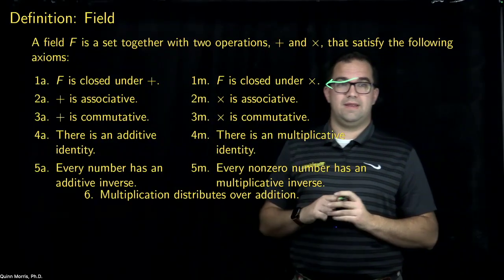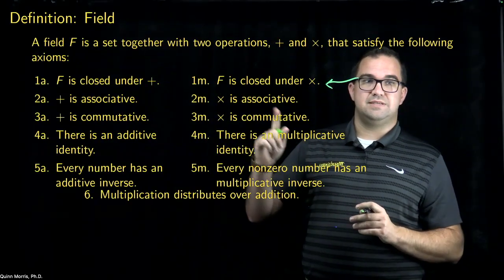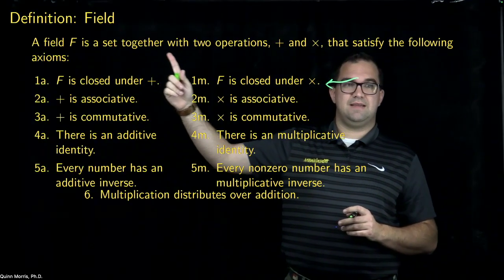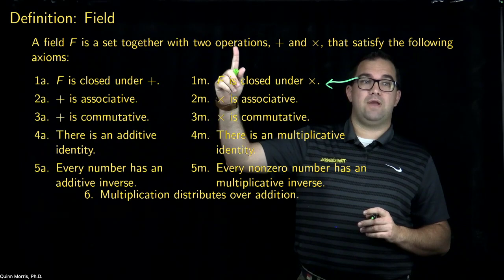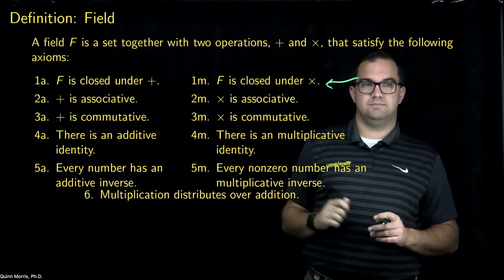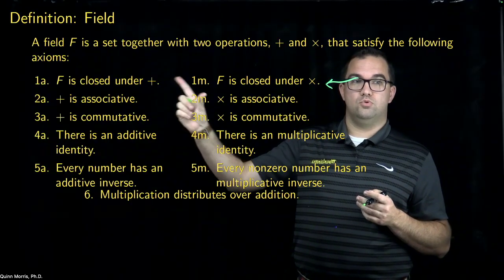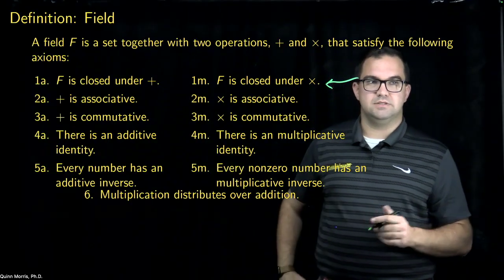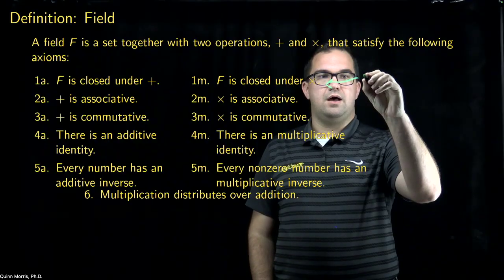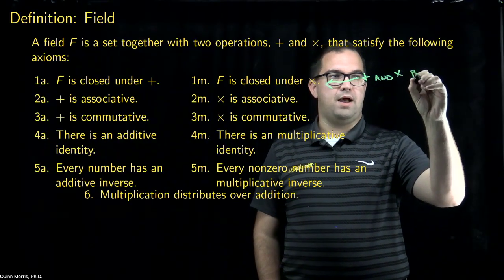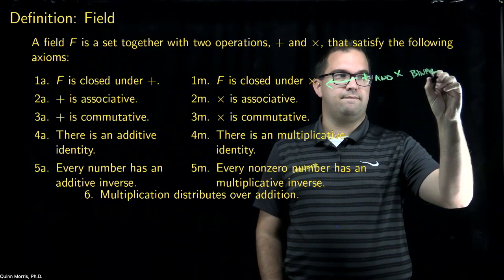if you actually look at some other definitions of a field, you won't see 1a and 1m. You'll actually see that they just up here will say a field F is a set together with two binary operations plus and times. Being a binary operation necessarily means you are closed under each of those operations. So these first two basically just say plus and times are binary operations.